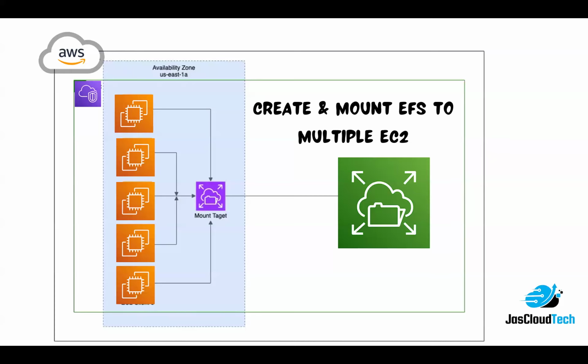You can look at my previous video related to EBS, and how EBS can only be attached to one EC2 instance at a time. In today's video, I'll just show you about EFS. So let's move on to the console. First, we will create an EFS, then we will spin up the EC2 instances, and then we will mount it.